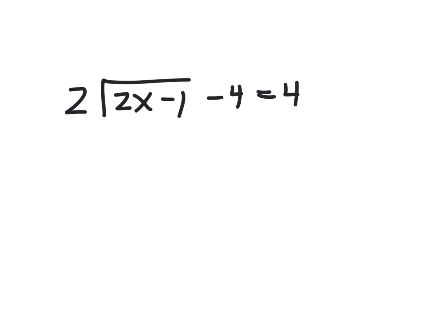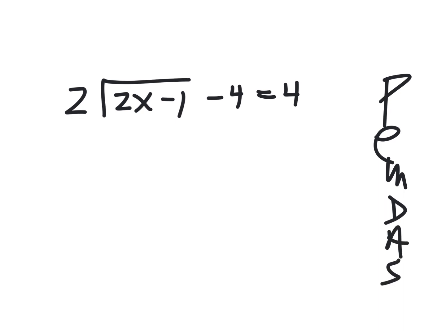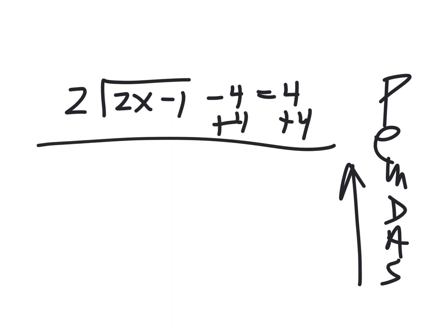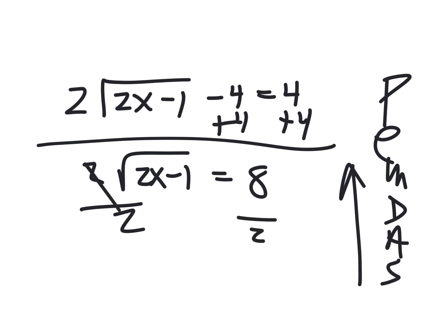All right, so let's say that I had a 4 here. If I'm going to solve this, it's going to be just like what we just did. We start with PEMDAS. So when we're doing equation solving, we're going from the bottom up. So we start with add and subtract. Add 4 to both sides. 2 times the square root of 2x minus 1 is equal to 4 plus 4 is 8. Divide by 2, divide by 2. Square root of 2x minus 1 is equal to 4.